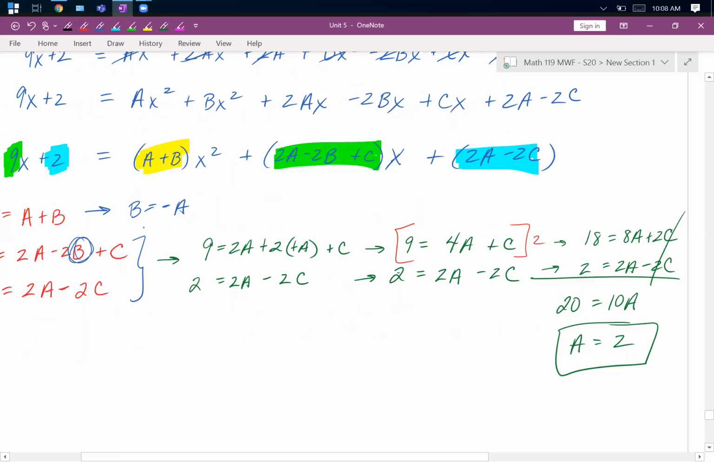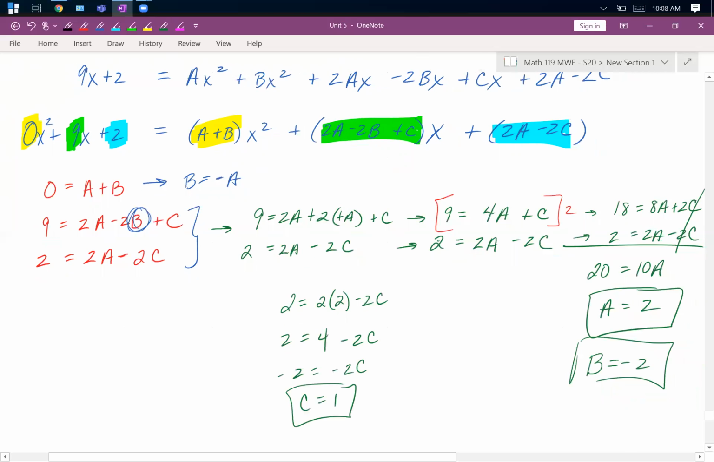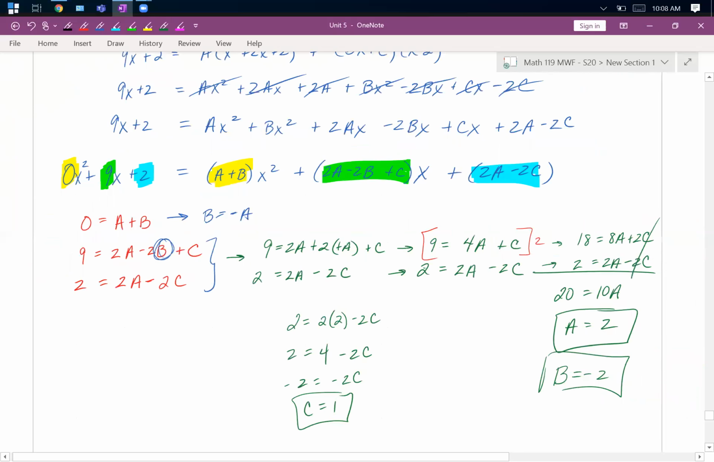I see that b is equal to negative a, so that means that b is going to have to be negative 2. And then lastly, we need to solve for c, so I think I'm going to just plug into the bottom equation. So 2 is going to be equal to 2 times 2 minus 2c. We get c to be 1. I think that's the hardest part of the whole thing, is solving the system. Any questions on the solving?